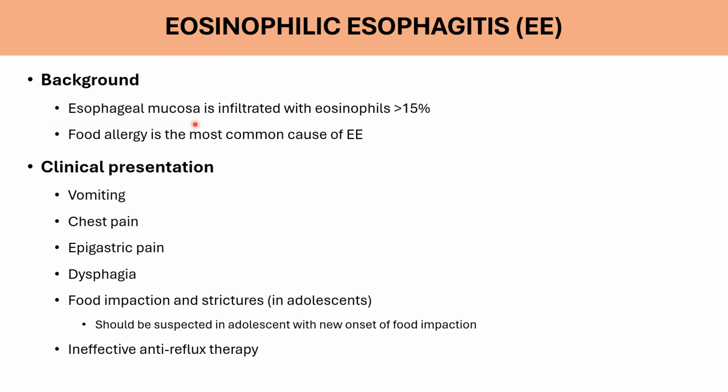Esophageal mucosa will be infiltrated with lots of eosinophils, more than 15. Food allergy is the most common cause of EoE. Clinical presentation: vomiting, chest pain, epigastric pain, dysphagia. In adolescents, you will have food impaction and strictures. This should be suspected in an adolescent with new onset of food impaction, high yield, very important to remember. And whatever medicine you give for reflux will not work, ineffective anti-reflux therapy.